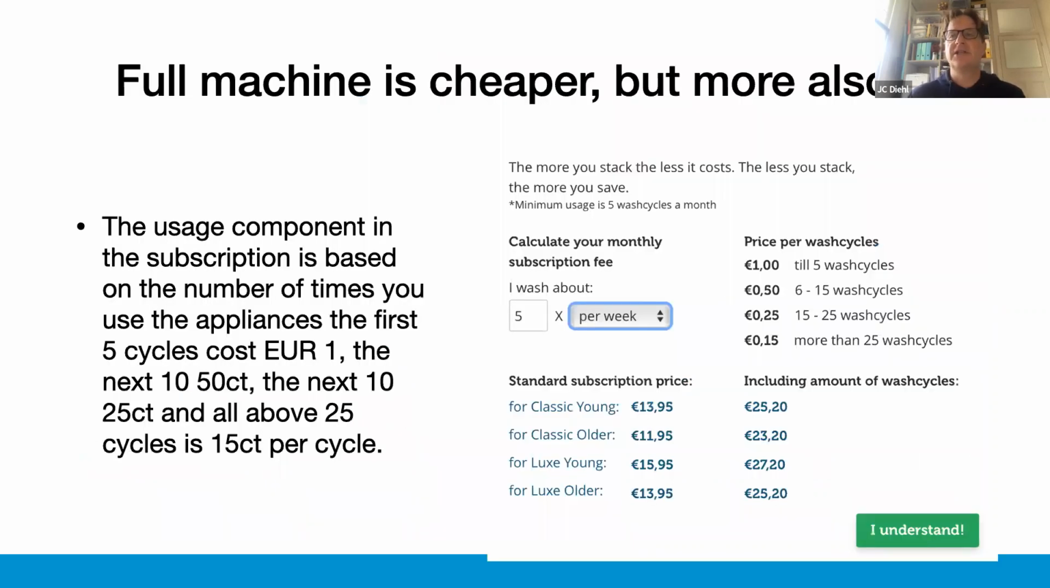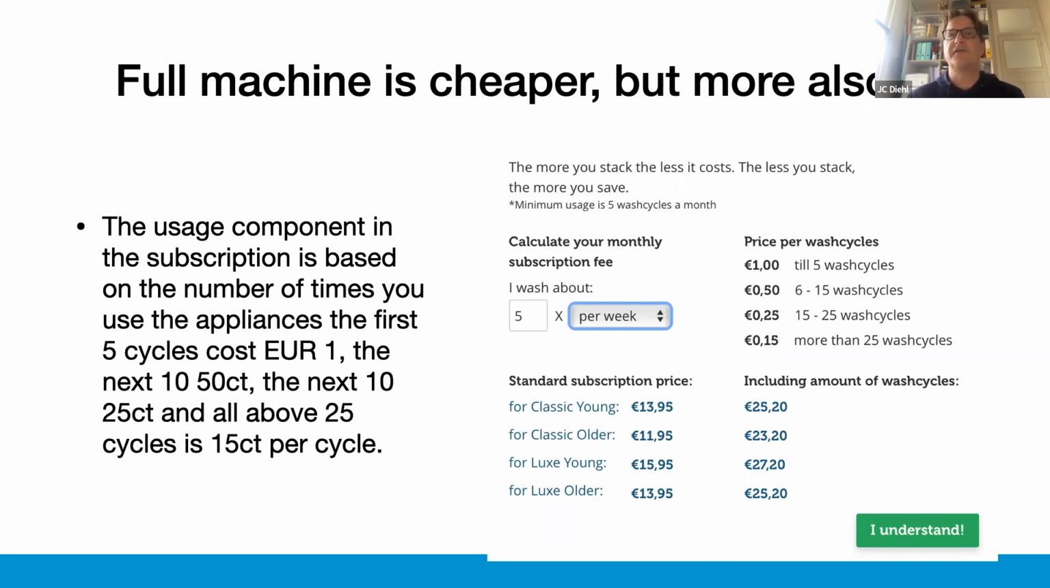And this is how you can see how that part you pay is built up. Like a fixed part for the type of washing machine and if it's old or new, and then you pay per amount of wash cycles. And what you see on the right here is the price per wash cycle: the first 5 wash cycles in a month are more expensive. And the more wash cycles you make, the cheaper it becomes per wash cycle.